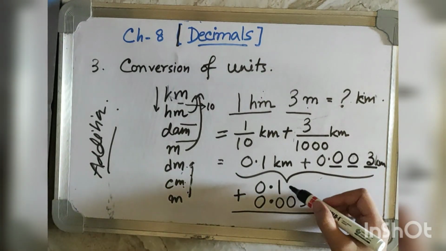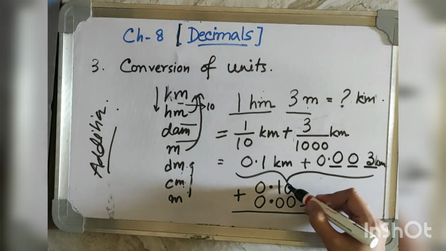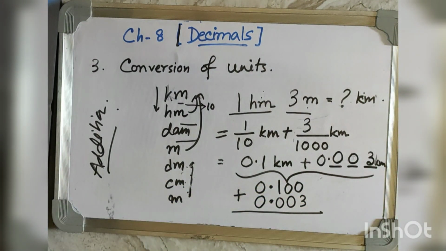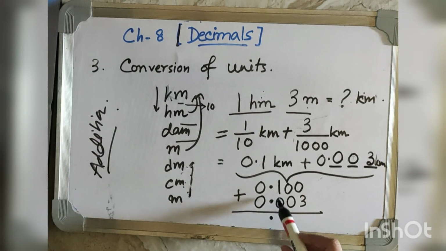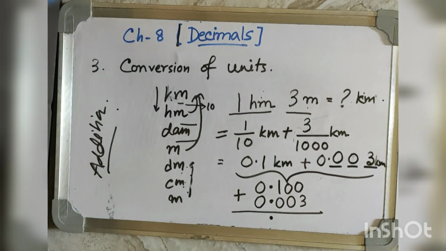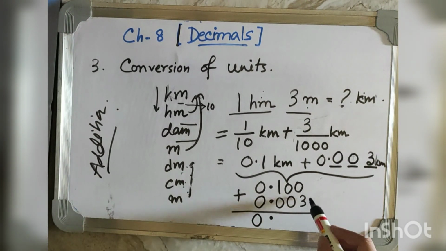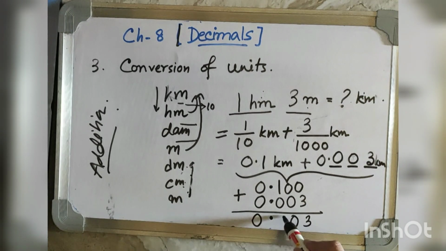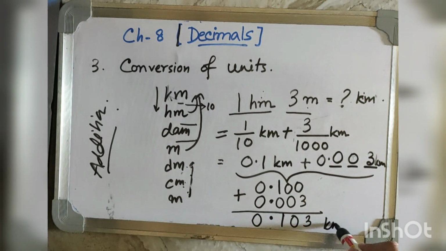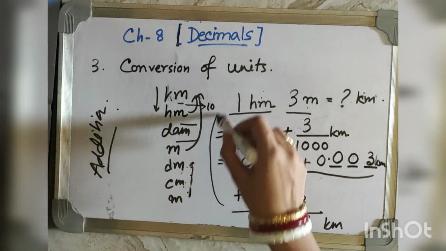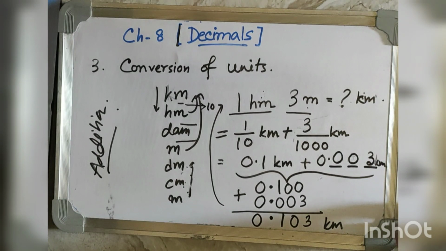If you want you can put zeros after 1 for your convenience. Now add. Point will always be placed exactly below the previous one. Here if we put 0, then 0 plus 3, 3, 0, 1. So the answer will be 0.103 kilometer. So this is how we can convert all the units.